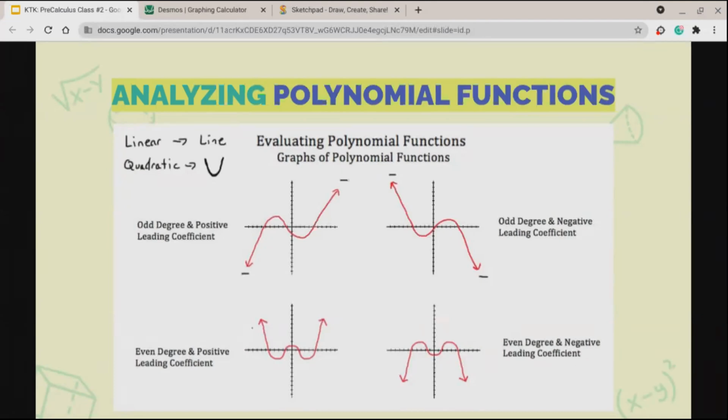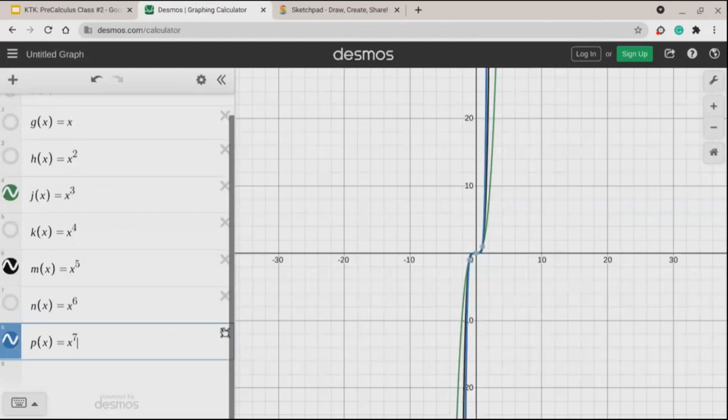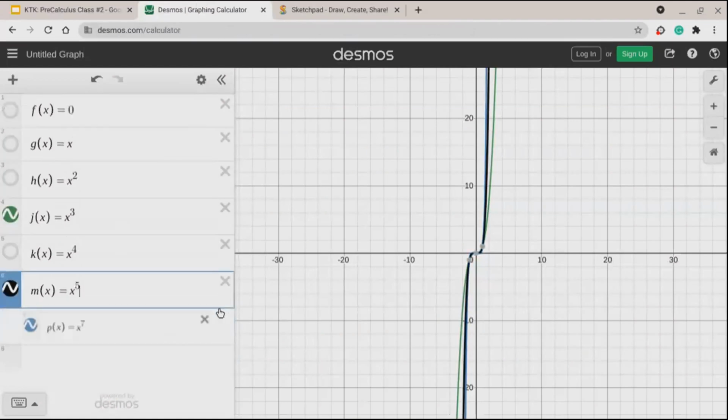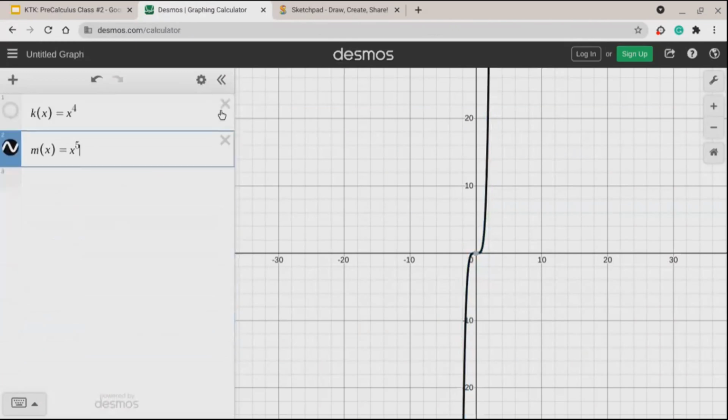We have odd degree and positive leading coefficient, so we're going to do 3x power 3. An odd degree and a negative leading coefficient, we'll do negative 4x power 7. Even degree and positive leading coefficient, we can do 5x power 8. And even degree and negative leading coefficient, negative 2x power 6. Let's go ahead and put those all into Desmos. I'm going to close out all these first.